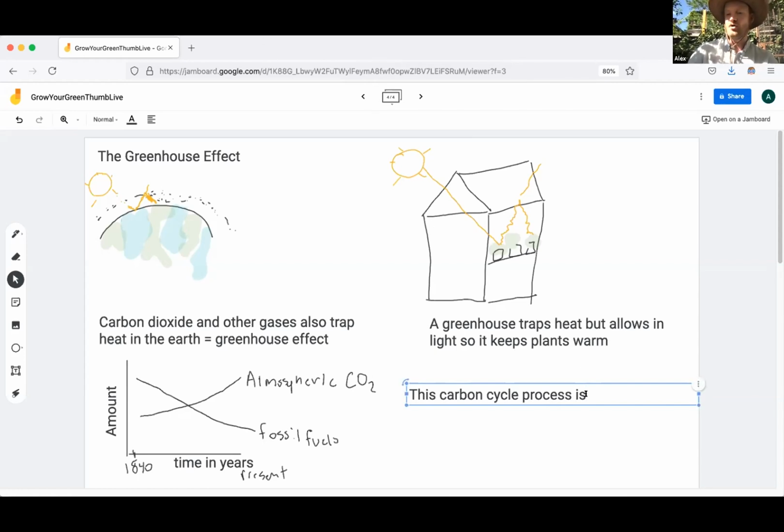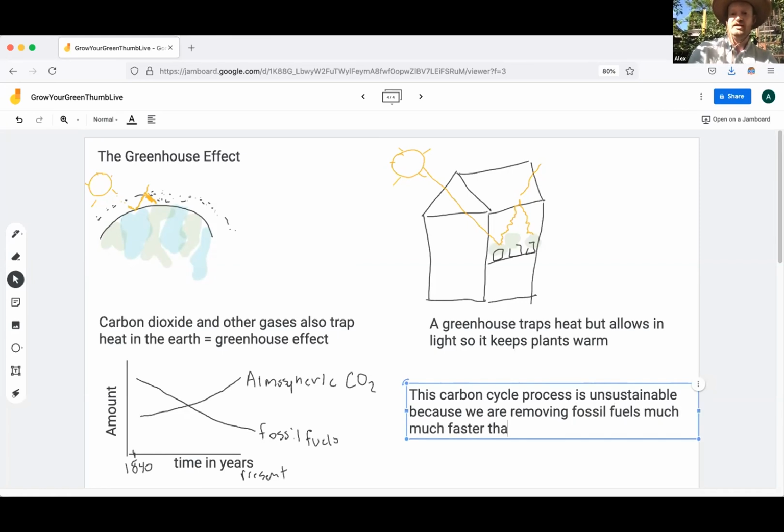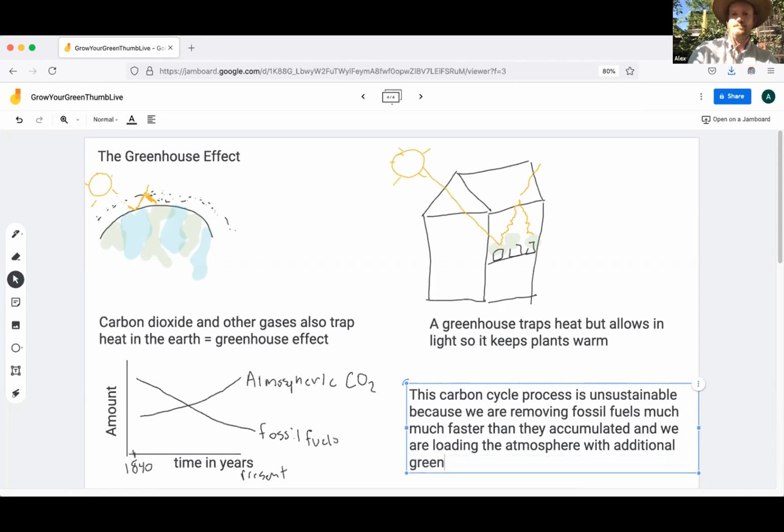And so overall, this process is unsustainable because we are removing fossil fuels much, much faster than they accumulated. And we are loading the atmosphere with additional greenhouse gases that are warming the planet.